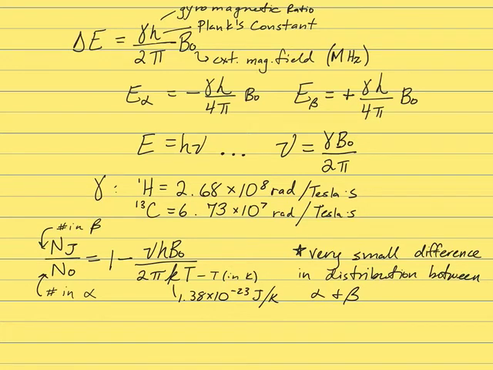One of the things that can make the distribution bigger is by making B naught bigger. So if we look at this equation, we don't really have much control over a lot of these things, but we can increase the strength of the external magnetic field. And increasing that is going to result in a bigger difference in distribution. I'm going to explore this more on the next slide.